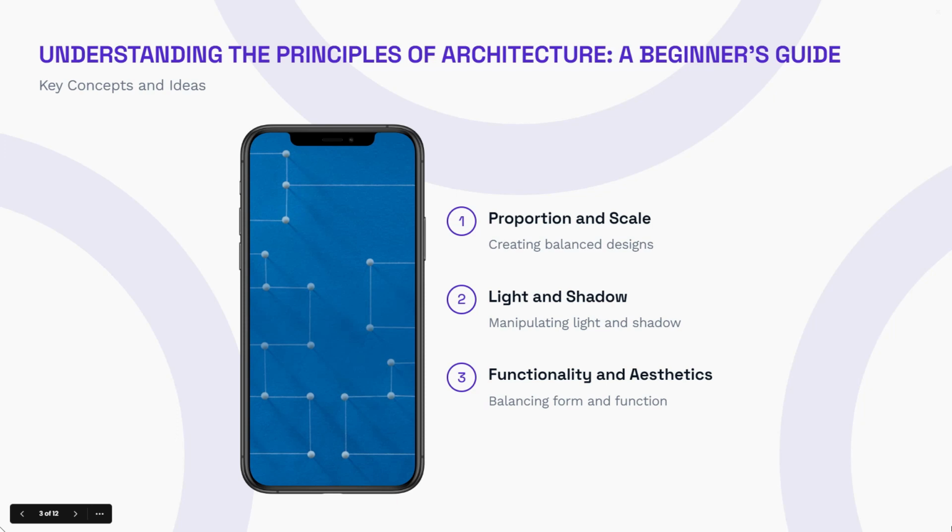Scale involves the overall size of a building or its elements in relation to the human body and the surrounding environment. Number two, light and shadow. Light: architects use natural and artificial light to enhance the design, create atmosphere, and highlight specific features. Shadow: shadows add depth, texture, and visual interest to the architectural elements.